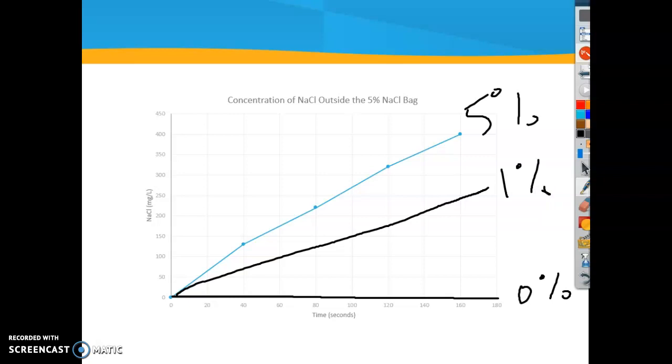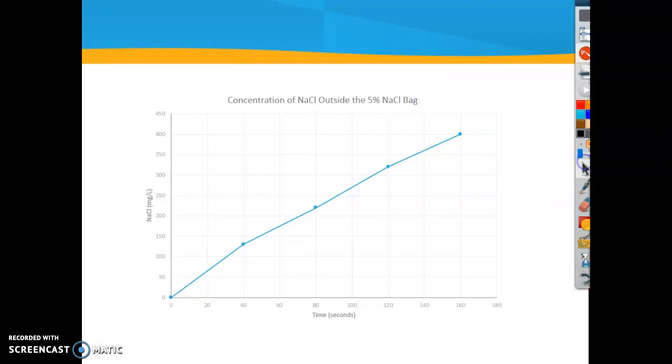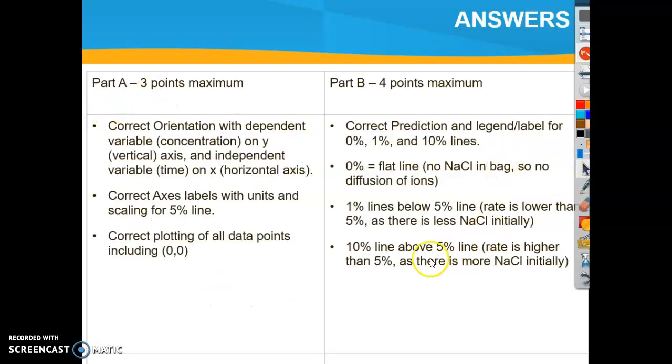And then our 10% bag started with double what our 5% bag had. So we would see an increase of the sodium chloride a lot higher. And again, this is just a quick sketch, not necessarily accurate as far as numbers. So if you look at the rest of this part, this is your rubric that kind of explains what they would look for on the AP exam.